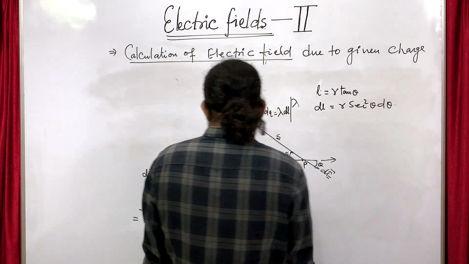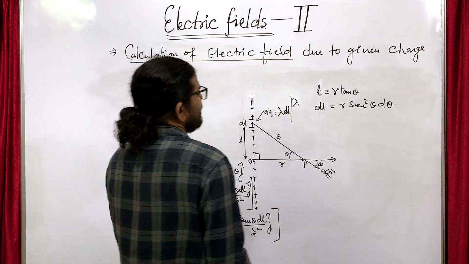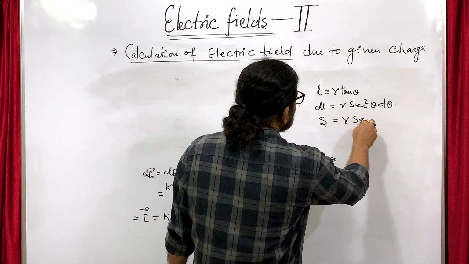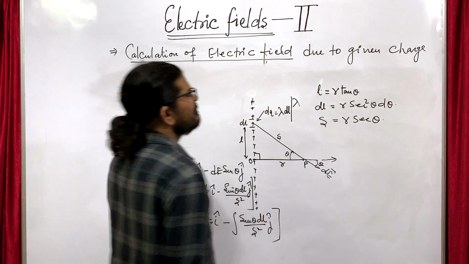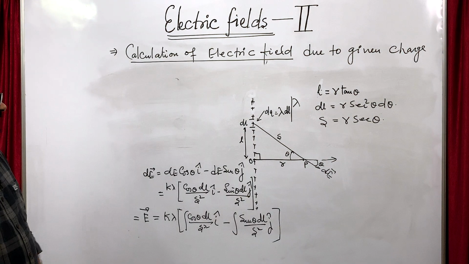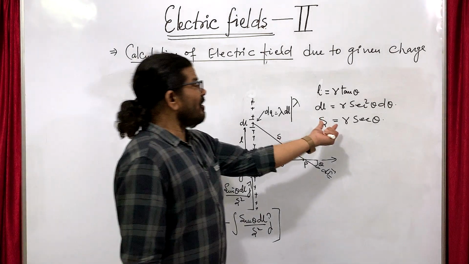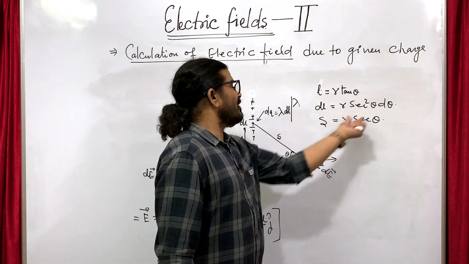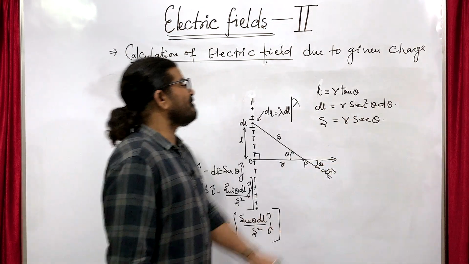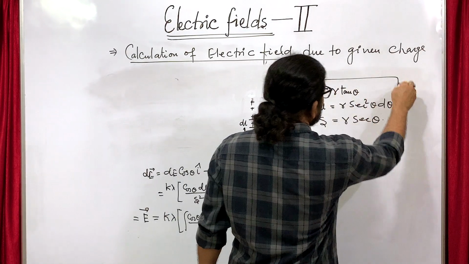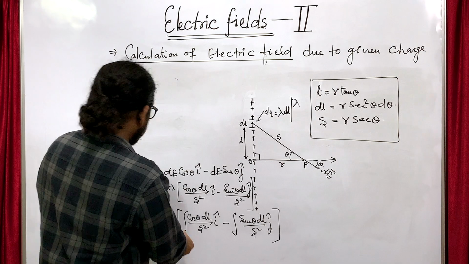Now see here S. From the same triangle we can write this as R secant theta. So we have transformed L in terms of theta and S in terms of theta. Now we will substitute these values in the equation here.